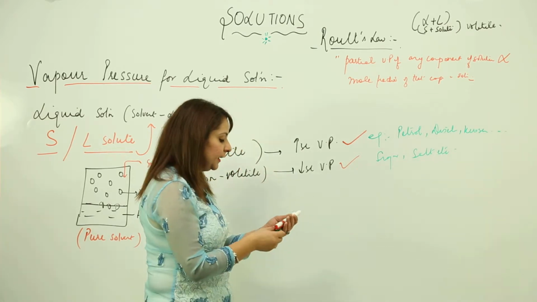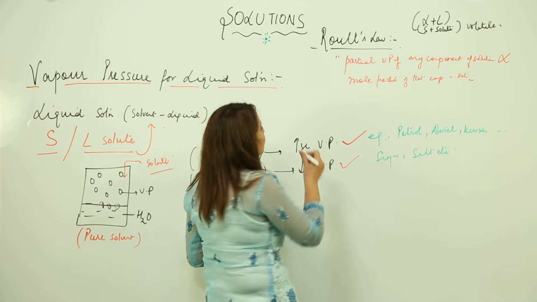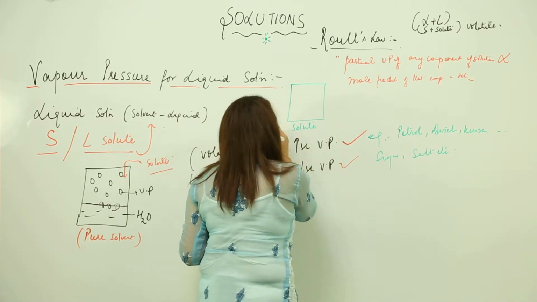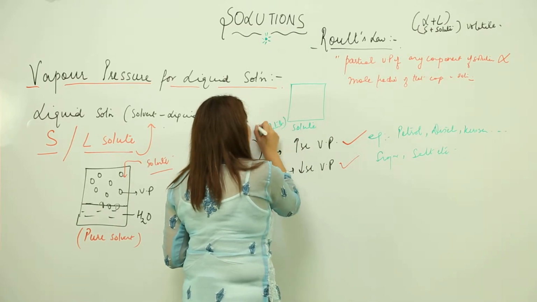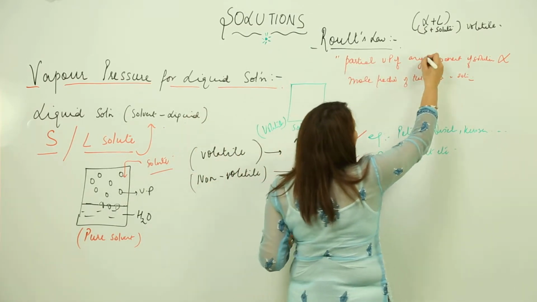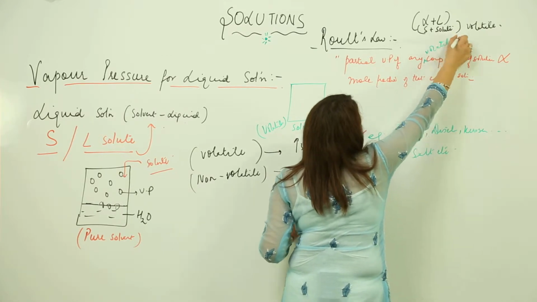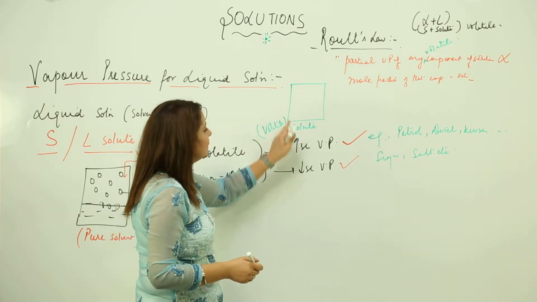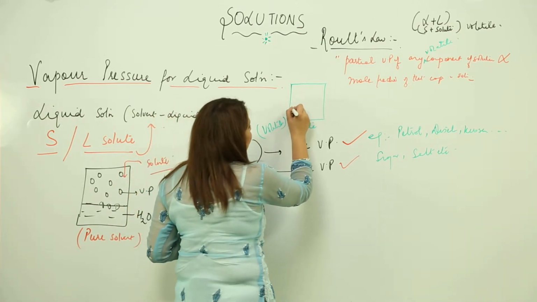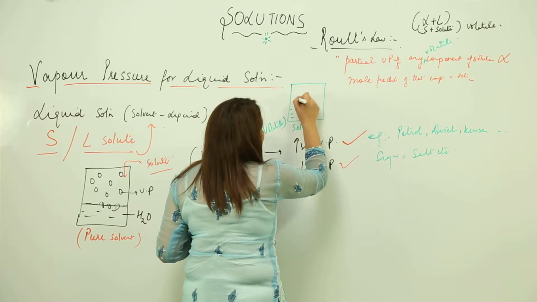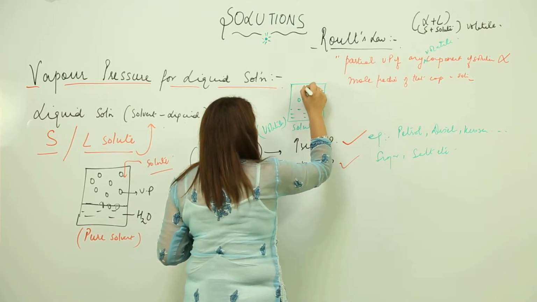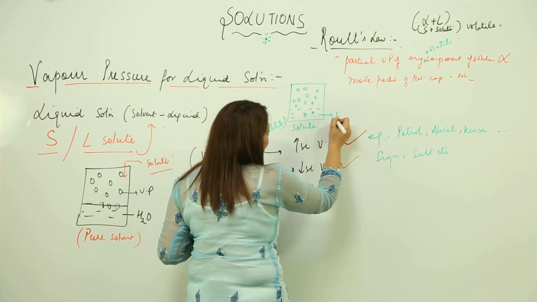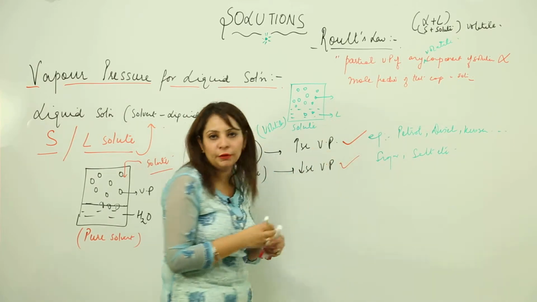Let me explain with a figure. Suppose I have this solute. This solute is volatile in nature, and this law holds for the volatile component, right? Because that is the one which is going to exert the pressure. So if we imagine that these are the solute particles in liquid form, and these are their vapor form.